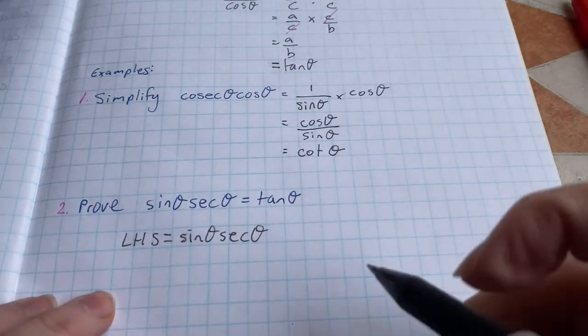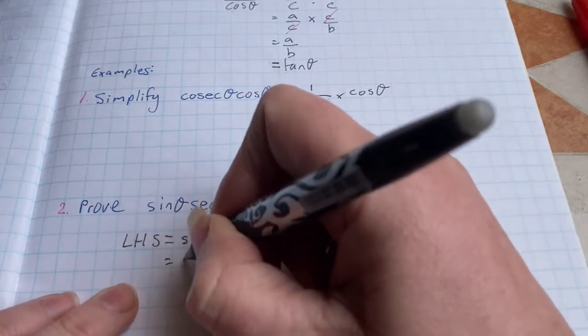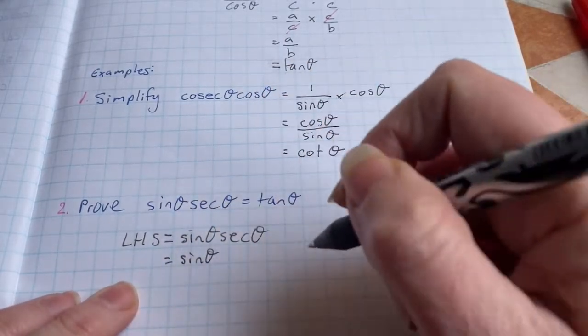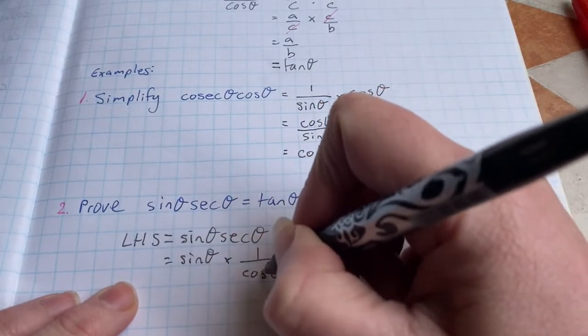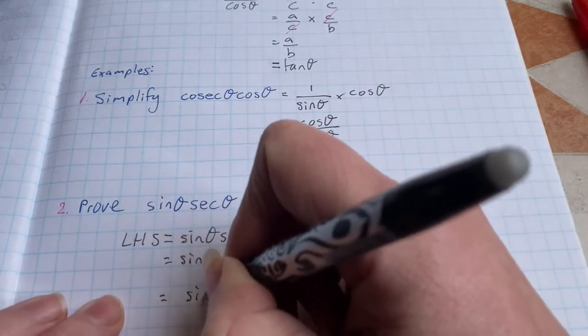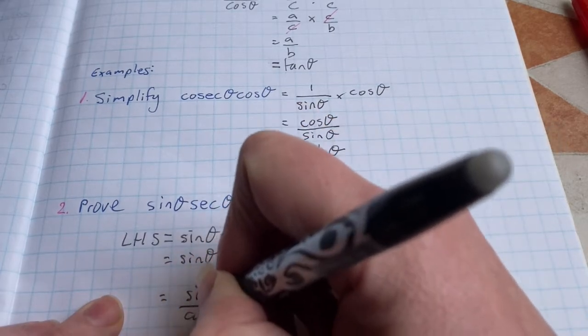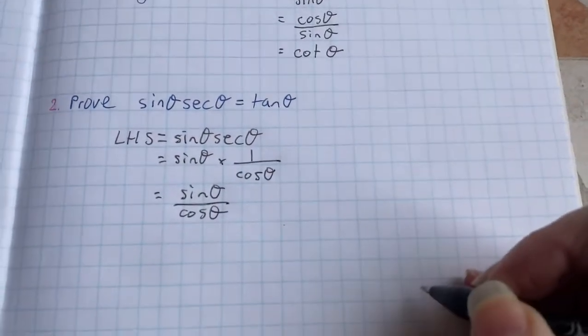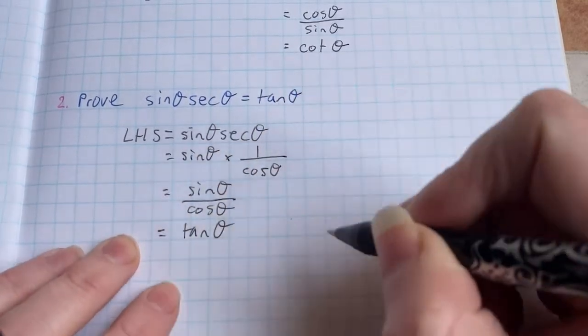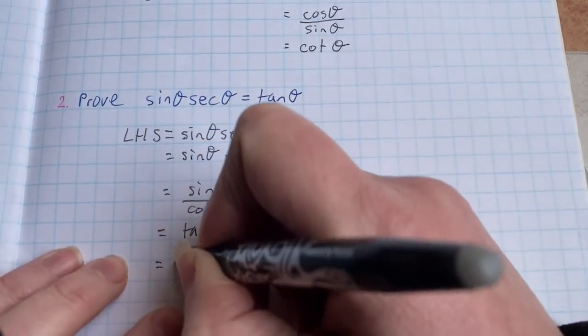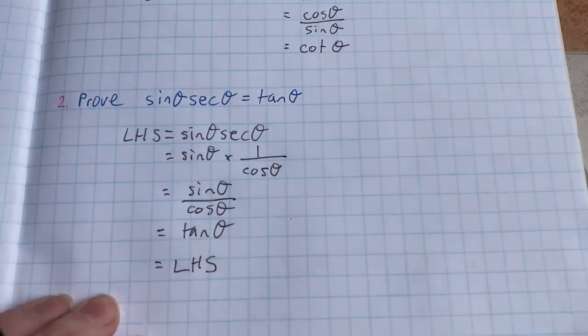Then change everything to be in terms of sine and cos. So we've already got sine there. Sec is the same as 1 over cos, third letter C. And that equals sine theta over cos theta. And that is our tangent identity. That is equal to tan theta. And we need to also write equals left-hand side.